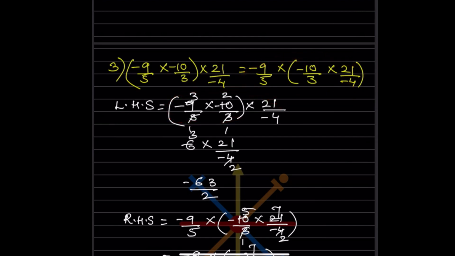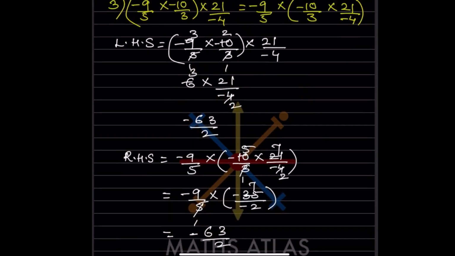So first the brackets: 5 1s are 5, 2 1s are 2, 3 1s are 3, 3 3s are 9. So what remains is 6, minus minus becomes plus, and then 21 by minus 4. So 2 2s are 4 and 2 3s are 6. So this will be 63 divided by 2, but then there is a minus here. So either you can write minus over here or you can write it here, minus 63 by 2.